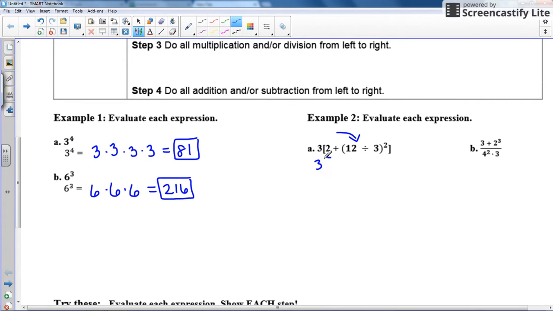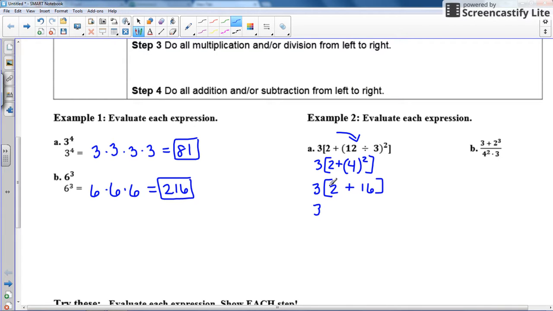Since we're doing the 12 divided by 3 first, I'm just going to copy the rest of the problem. Now I'm going to do the 12 divided by 3, which is 4. I'm going to keep that 4 in parentheses because there's an exponent on the outside of it. And that's just one step. So my first step is just doing that division. Then my next thing is I'm going to do my power. So I'm going to do 4 to the 2nd power next, and 4 to the 2nd power is 16.